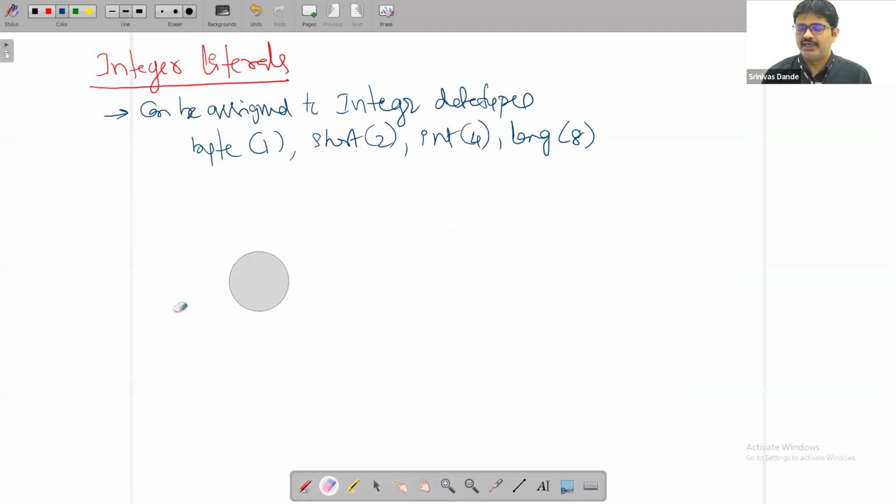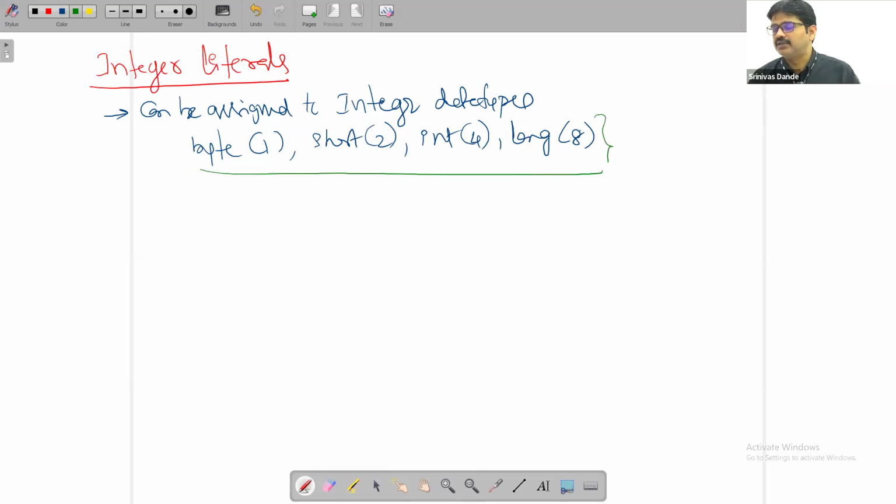Are these signed or unsigned? All are signed. Only one data type in Java is unsigned, and that is char. Other than char, everything is signed only. These are all signed, which store positive and negative numbers.